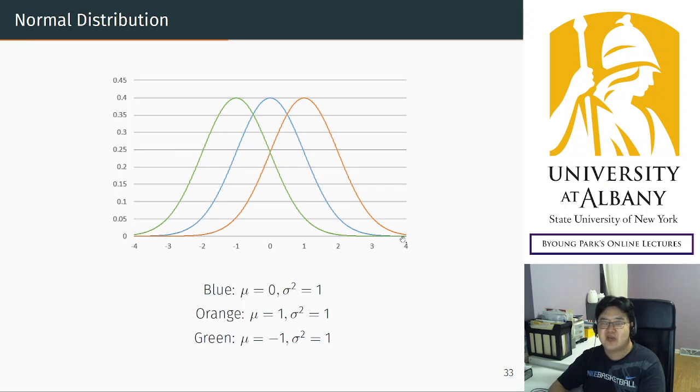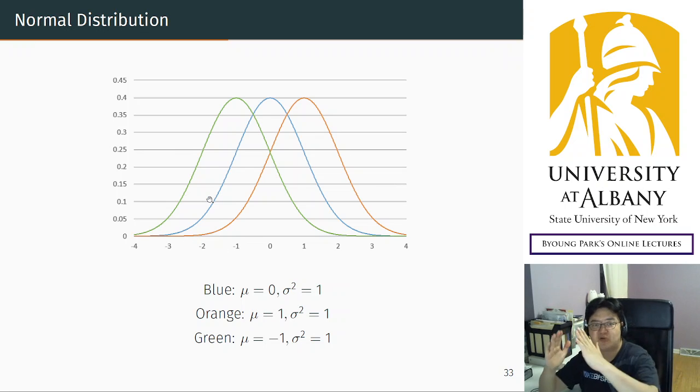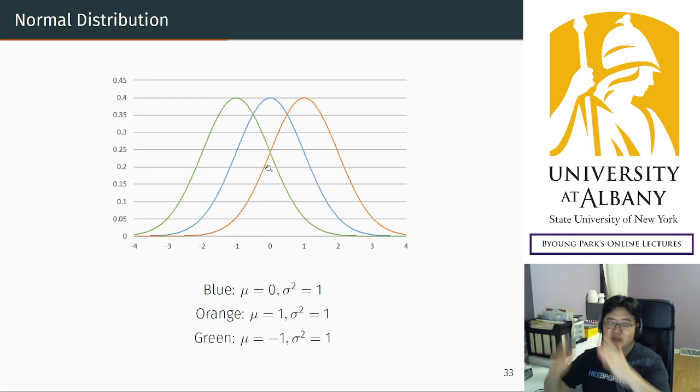Then, if you look at this graph, you must be familiar with this kind of graph. This is the normal distribution. The blue distribution is mu 0, sigma squared 1. And if you change mu from 0 to 1, the distribution will move to the right, from blue to the orange. And then when mu changes to -1, it moves to the green.